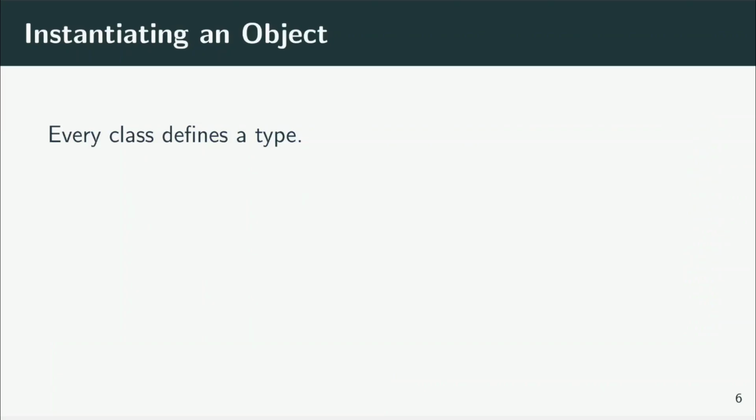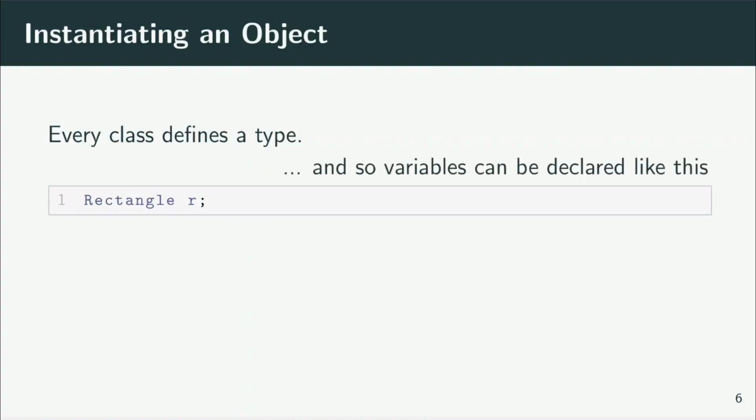How do we instantiate an object? For this, you need to know that every class defines a type. The name of the type is exactly the name of the class. And so variables can be declared in the usual fashion like this. You use the name of the type followed by the name of the identifier for the new variable. In this case, we are declaring a variable called lowercase r of type rectangle, which is the class that we have just defined.